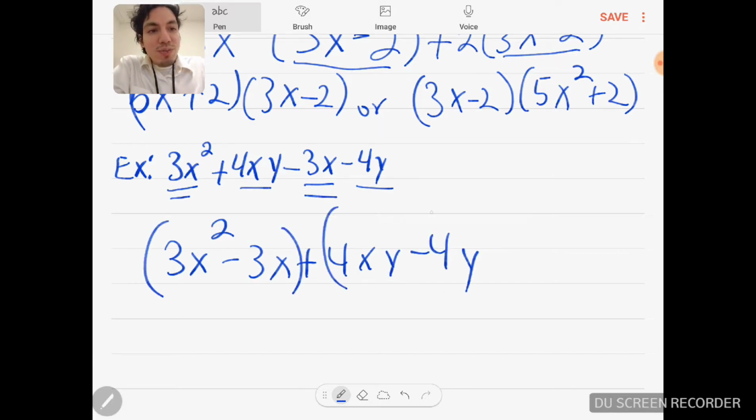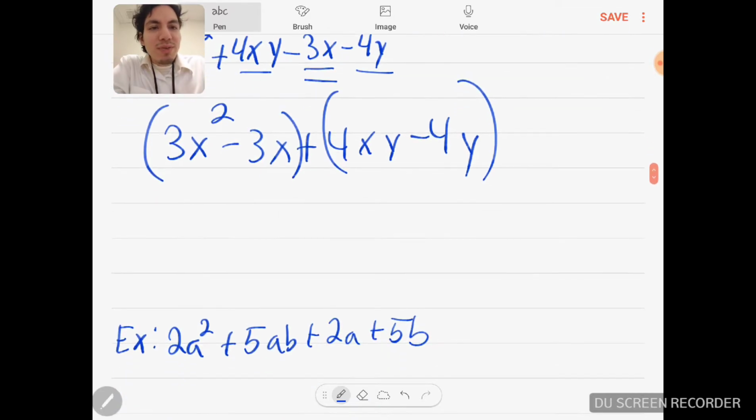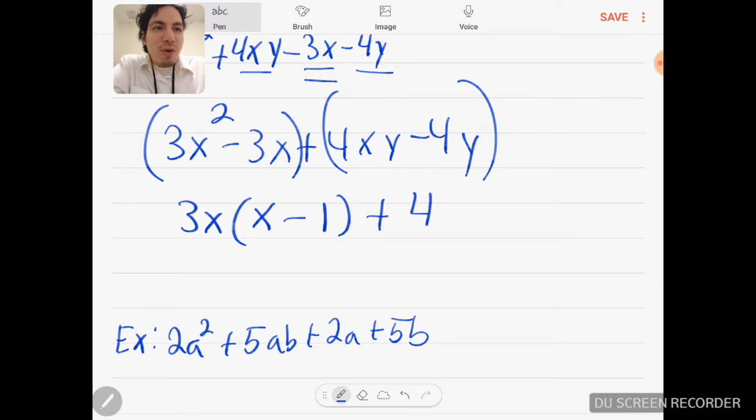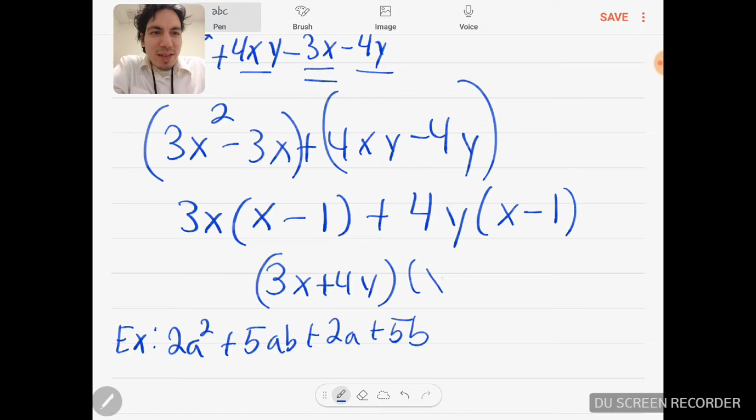Now it makes sense to group these two terms, because when I group them, I can factor out much easier. So I'd get 3x as the GCF here, and I'm left with x minus 1. Plus, I can factor out a 4y in the next term, so I'm left with x minus 1. So you see the GCF is right there. So my answer will be 3x plus 4y times x minus 1. Okay, that will be my answer.